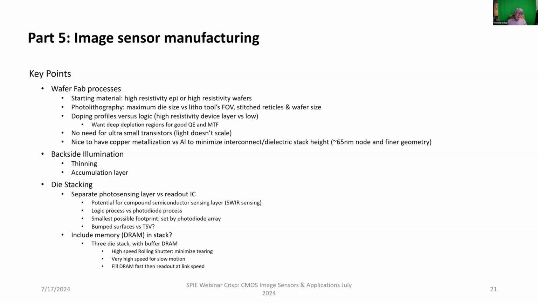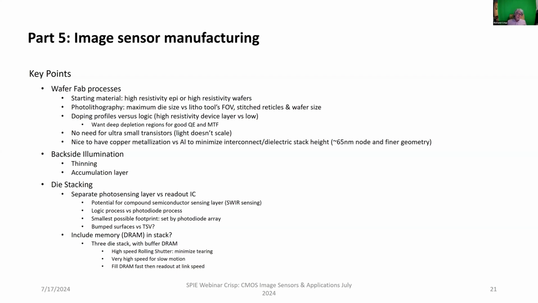And then in some of the newer architectures, they're actually doing die-on-die stacking, and that's a pretty exciting development in recent years. One of the key things you might like to do is to have one die that's stacked on top of another die that's nothing but photodiodes and optimized for light to photon, light to charge conversion.